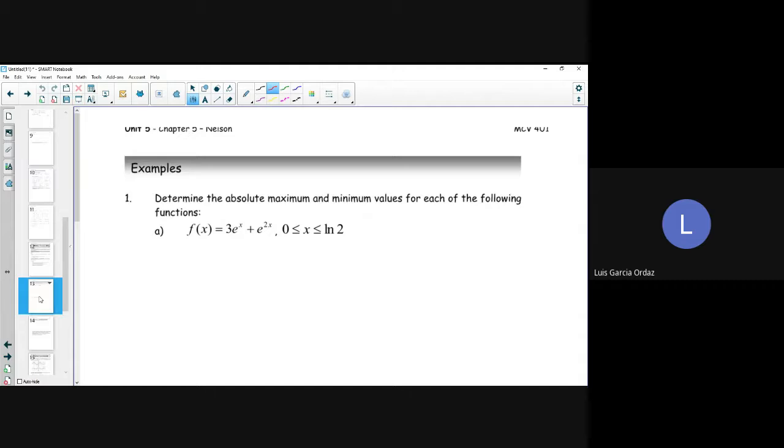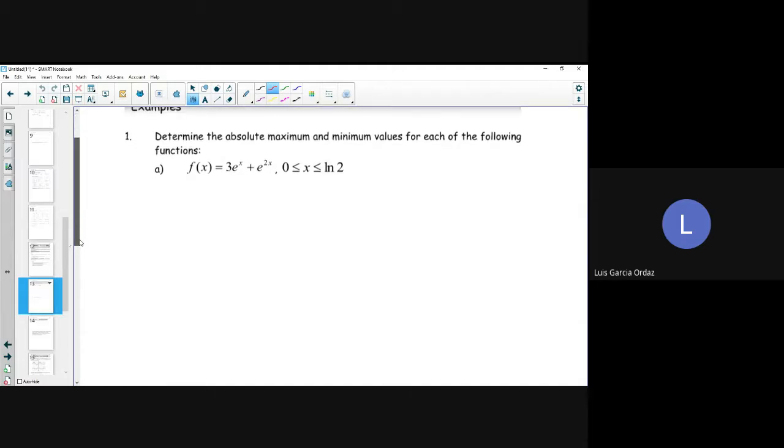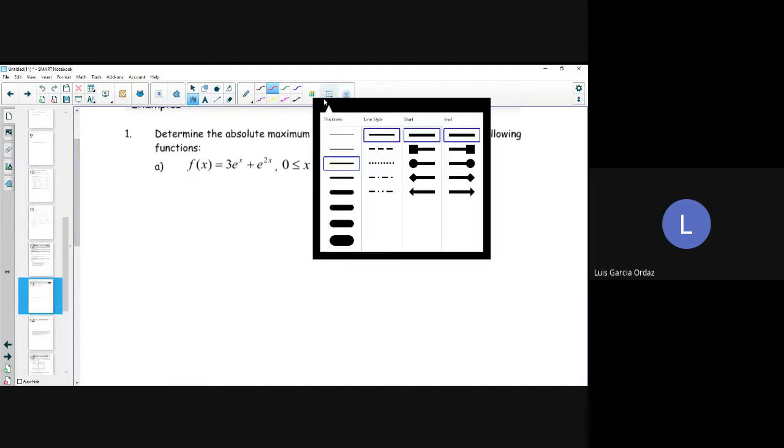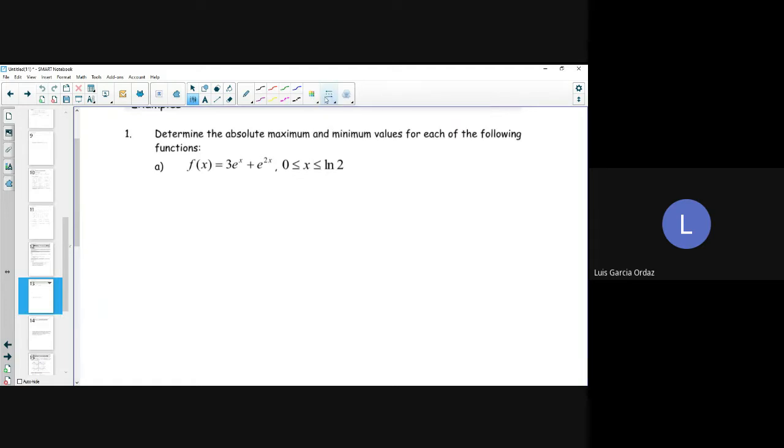So let's start with a simple example. We want to determine the absolute max and minimum for each of the following functions.